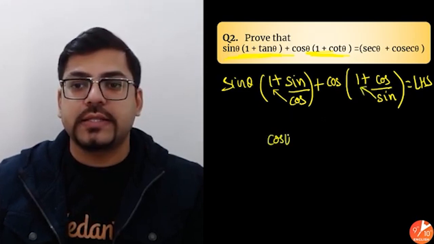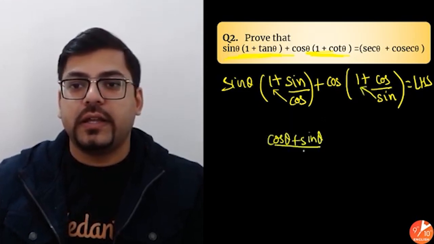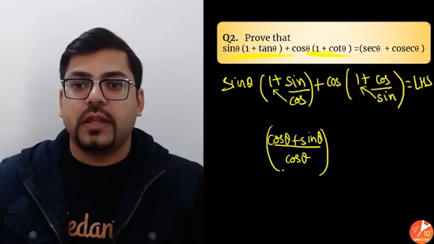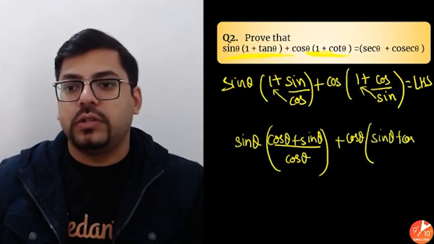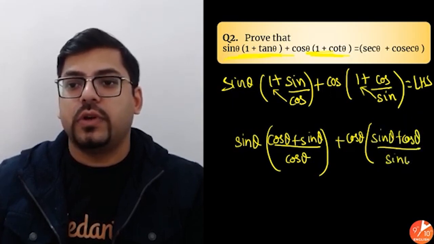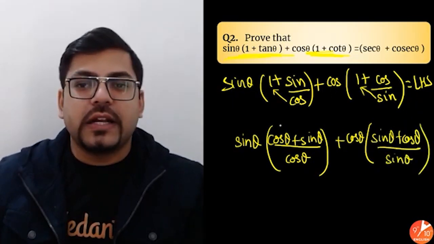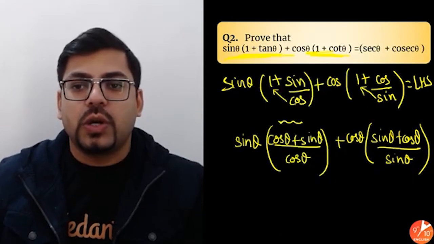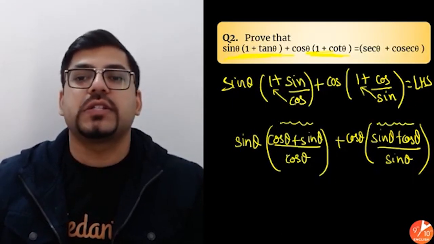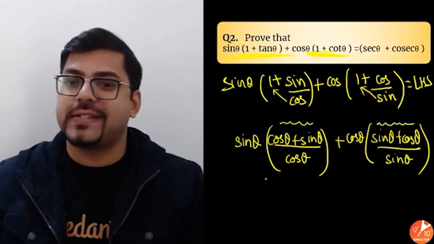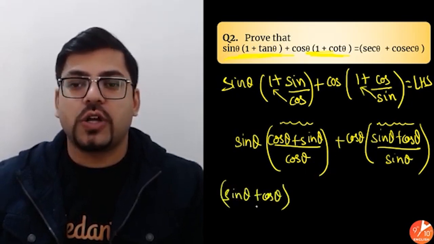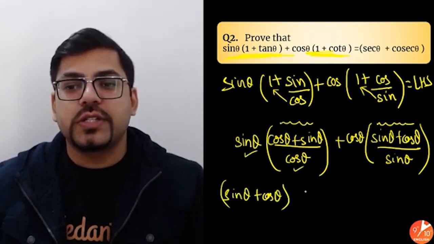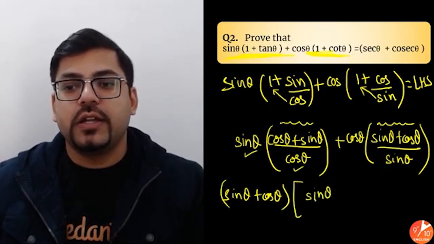So I'll write that this is cos theta plus sine theta divided by cos theta is the LCM here, into sine theta plus cos theta into again sine theta plus cos theta divided by sine theta. So are you all able to understand that cos theta plus sine theta and sine theta plus cos theta are the same thing, so you can take this out common. If you take out sine theta plus cos theta as common, what is remaining? Remaining is sine theta by cos theta.